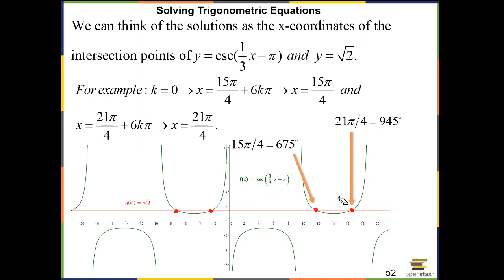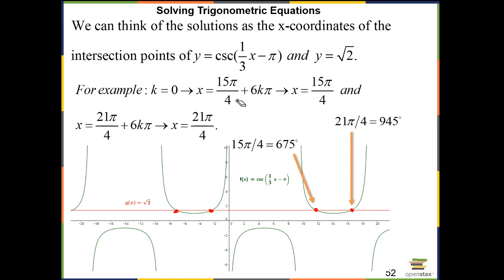Now, if you go back, if k equals -1, then we end up with what? If k equals negative 1, that would be negative 6 pi. And negative 6 pi with the denominator of 4 would be negative 24 over 4. I mean, you have to multiply it by 4. So it would be negative 24 pi over 4 plus that, it would be negative 3 pi over 4. And that would be this solution here.